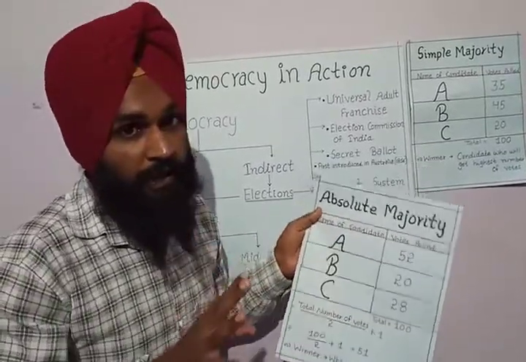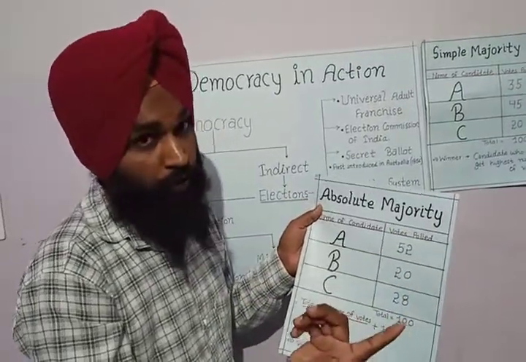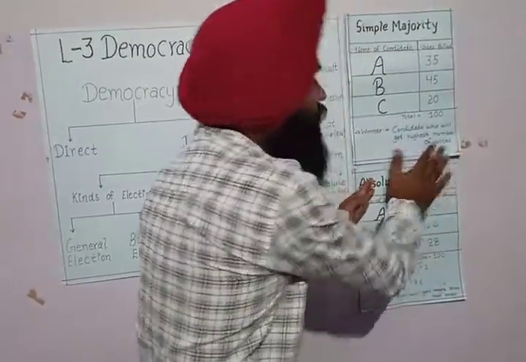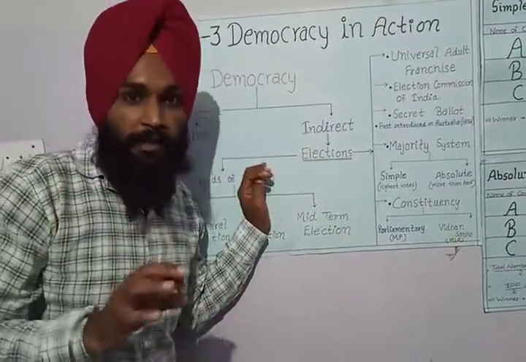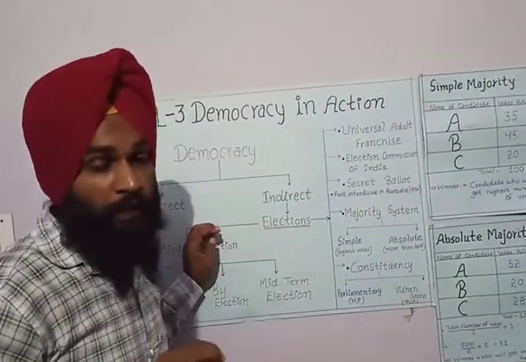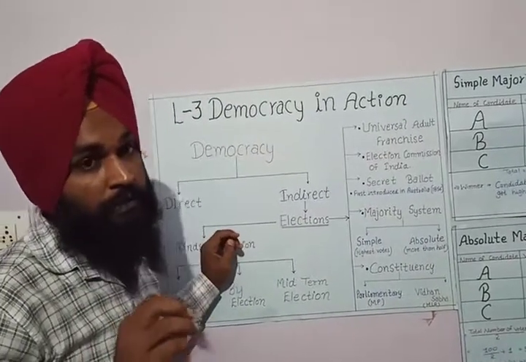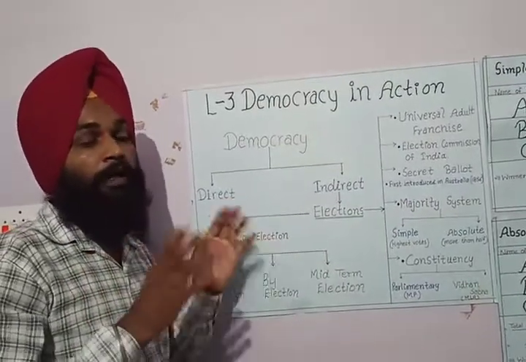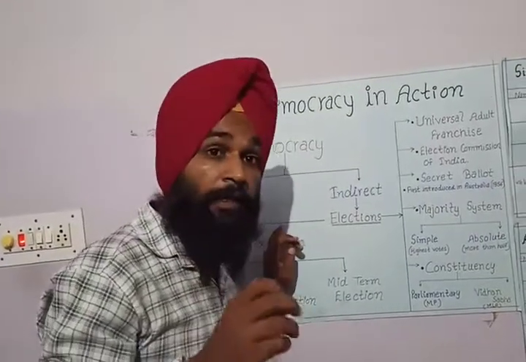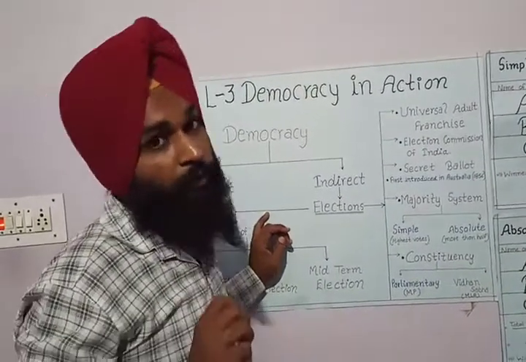Okay, this is just an example. In general elections it can happen that nobody will get the absolute majority. This method we follow in framing the government in the parliament or the state assembly. For example, there are 543 seats in the national parliament. The party who will get half of 543, that is 271, okay, the party who will get more than 271 seats will frame the government in the parliament.